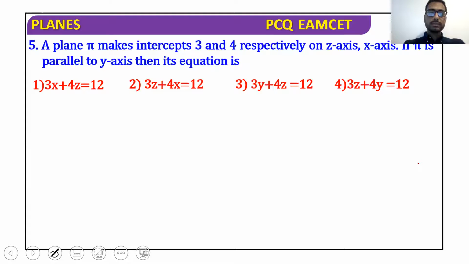It is given that it makes x-axis intercept as 4, so x by 4 plus z-axis intercept is given as 3, so z by 3. Y-intercept is not given, therefore x by 4 plus z by 3 is equal to 1. It is parallel to y-axis, therefore y-intercept is going to be 0. Therefore equation of plane, multiply throughout by 12, I'll get 3x plus 4z is equal to 12.